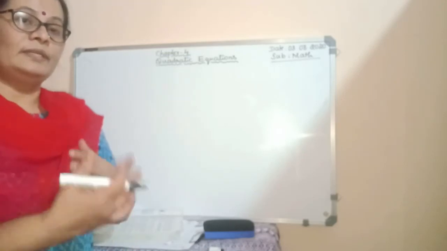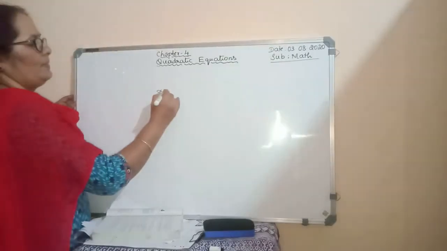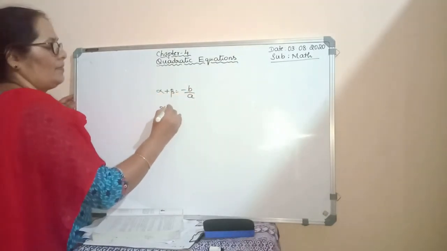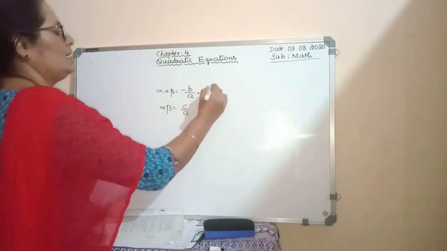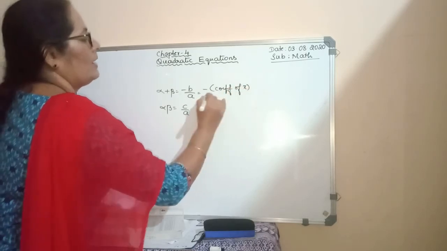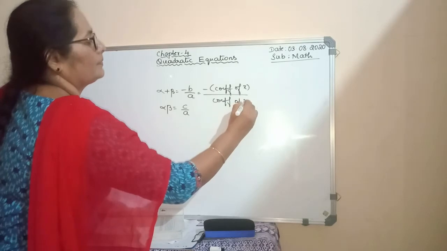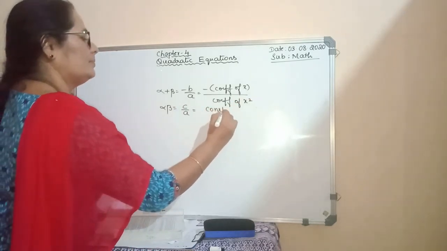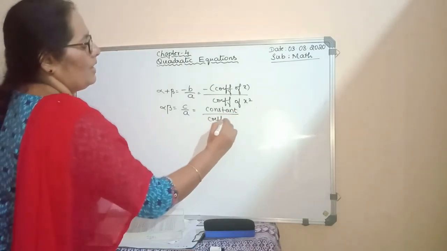Then the sum of the zeros is equal to minus b by a. Alpha plus beta equals minus b by a. And the product of the zeros is equal to c by a. Here b is the coefficient of x, and a is the coefficient of x square. Similarly, c is a constant term and a is the coefficient of x square.